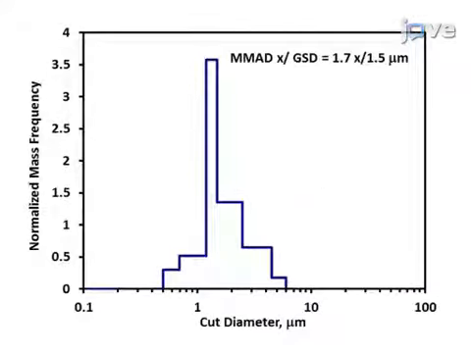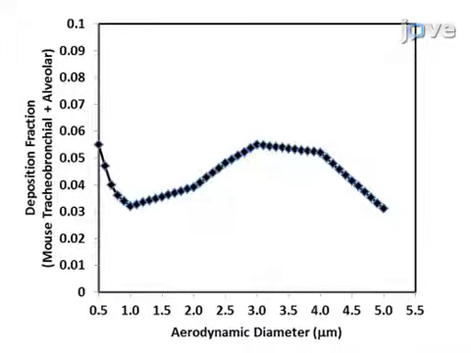The mass median aerodynamic diameter times the geometric standard deviation of the ipratropium aerosol was then calculated, and a deposition fraction of 0.037 for the mice was used for an aerosol with a mass median aerodynamic diameter of 1.7 micrometers.